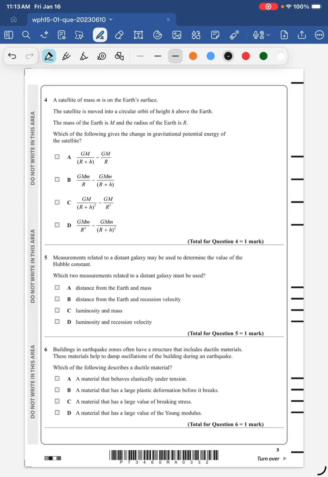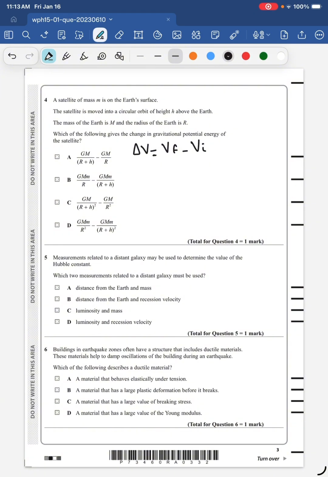A satellite of mass m is on Earth's surface. The satellite is moved into a circular orbit of height h above the Earth. The mass of the Earth is M and the radius of the Earth is r. Which of the following gives the change in gravitational potential energy of the satellite? Okay, so the change is equal to the final gravitational potential energy minus the initial one.